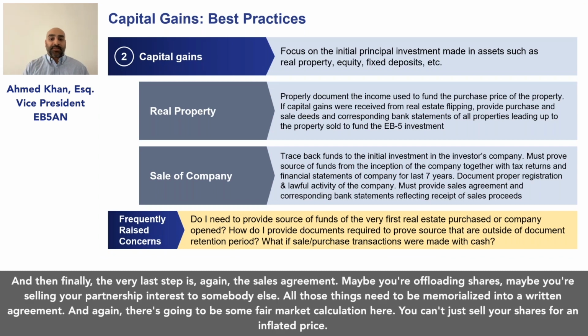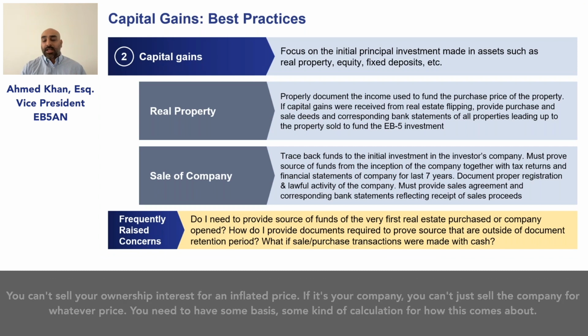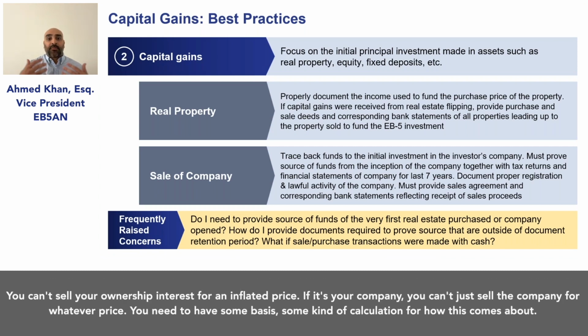And then finally, the very last step is, again, the sales agreement. Maybe you're offloading shares, maybe you're selling your partnership interest to somebody else. All those things need to be memorialized into a written agreement. And again, there's going to be some fair market calculation here, right? You can't just sell your shares for an inflated price. You can't sell your ownership interest for an inflated price. If it's your company, you can't just sell the company for whatever price. You need to have some basis, some kind of calculation for how this comes about.